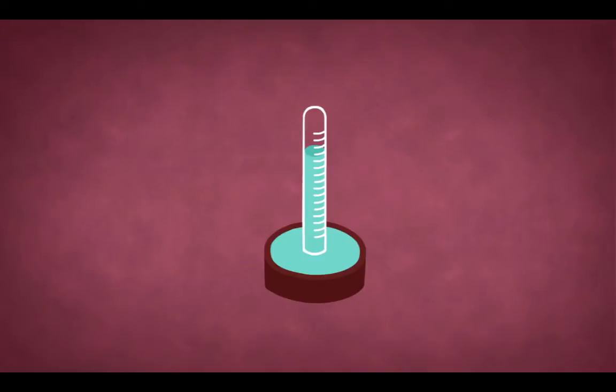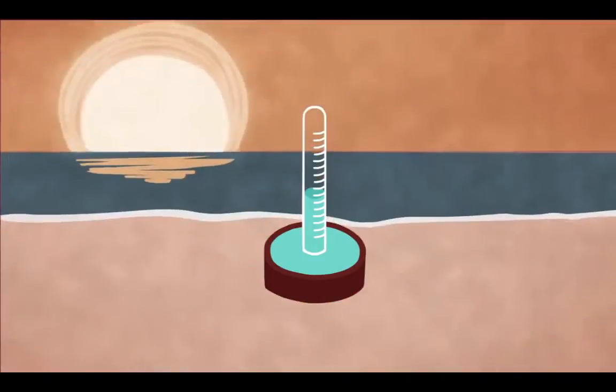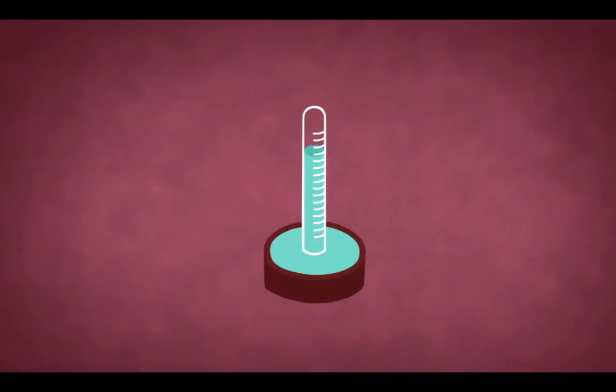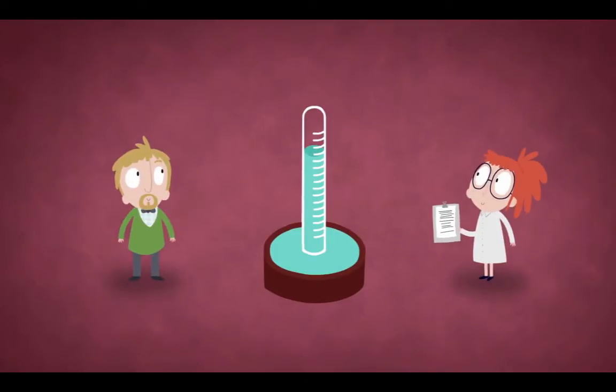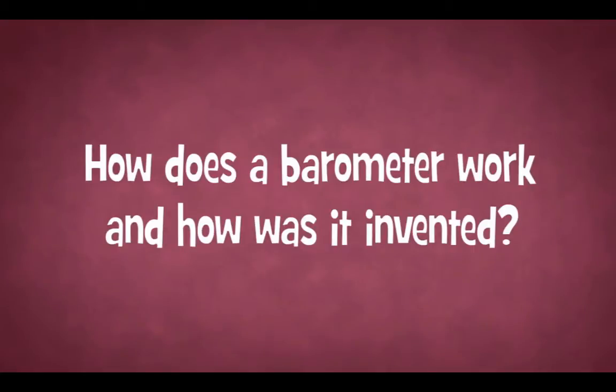And because air pressure correlates to temperature, and rapid shifts in it can contribute to hurricanes, tornadoes, and other extreme weather events, a barometer is one of the most essential tools for weather forecasters and scientists alike. How does a barometer work, and how was it invented? Well, it took a while.